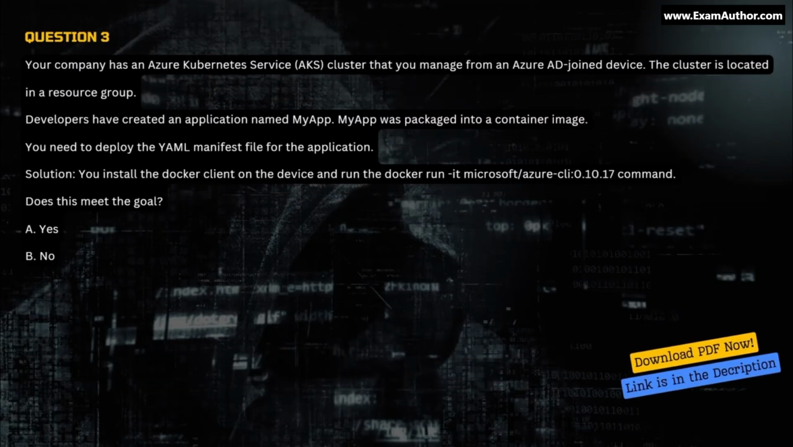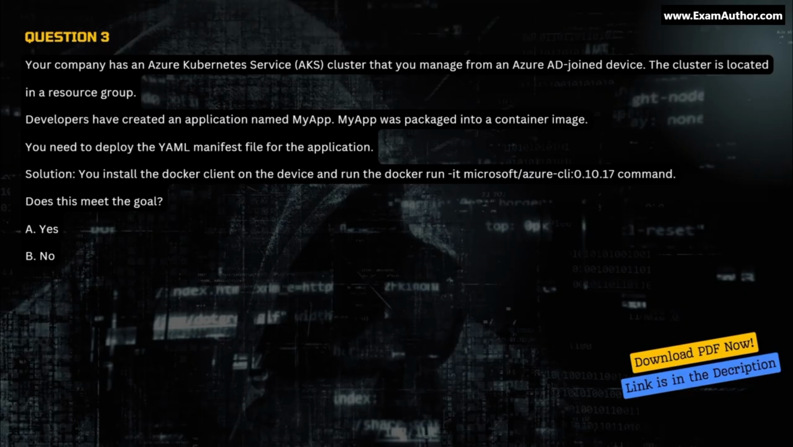Question 3. Your company has an Azure Kubernetes Service (AKS) cluster that you manage from an Azure AD joined device. The cluster is located in a resource group. Developers have created an application named MyApp. MyApp was packaged into a container image. You need to deploy the YAML manifest file for the application. Solution: you install the Docker client on the device and run the docker run microsoft/azure-cli:0.10.17 command. Does this meet the goal?